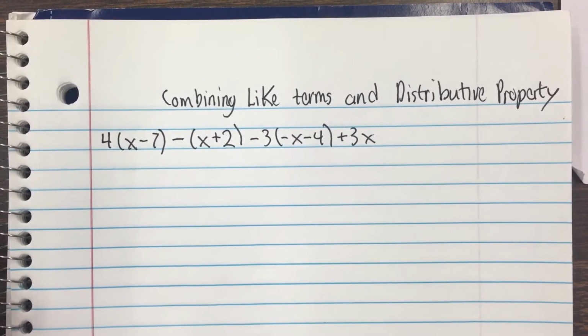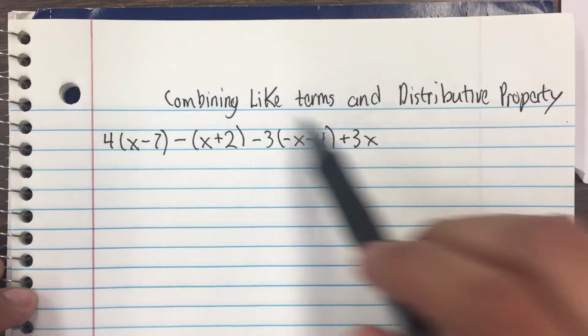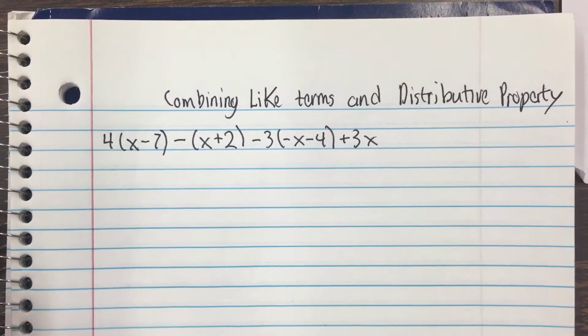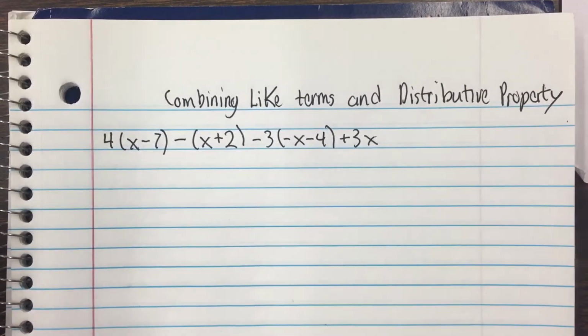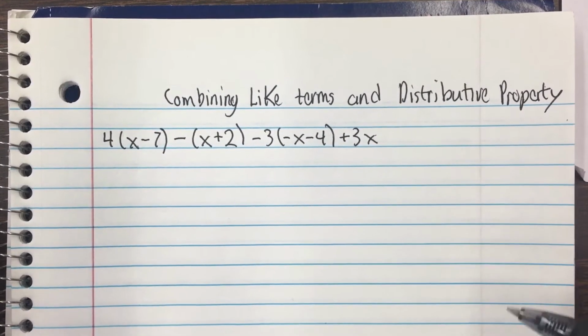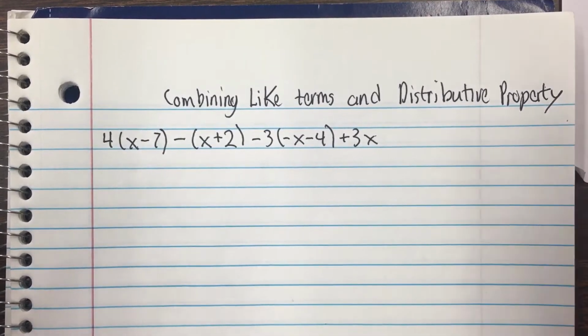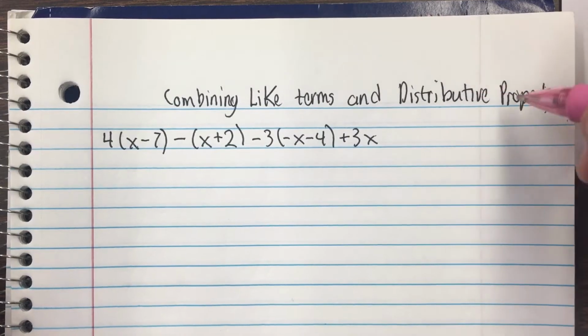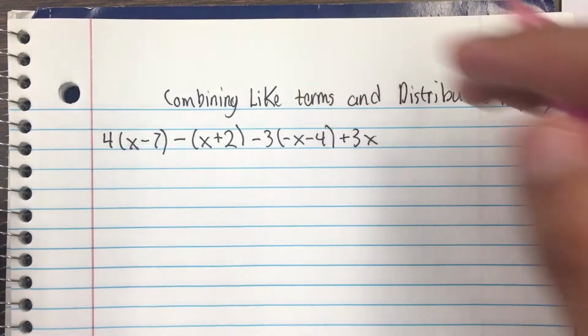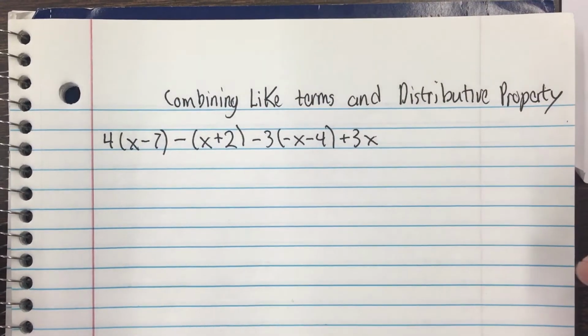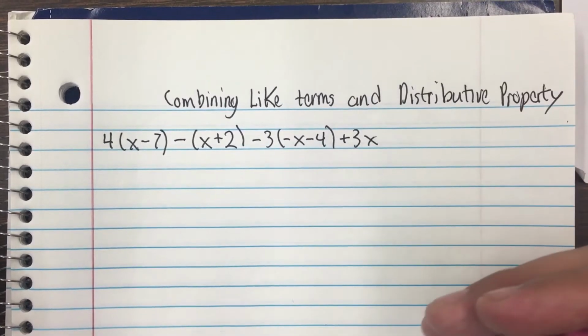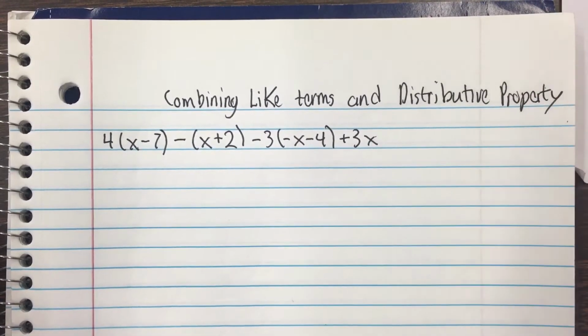Alright, this is a quick video over combining like terms and distributive property. These are two operations that you will use throughout Algebra 1 to simplify expressions or to solve equations. Very simple: distributive property is just basic multiplication. Combining like terms is addition and subtraction. So when talking about order of operations, do distributive property first, then combine your like terms.